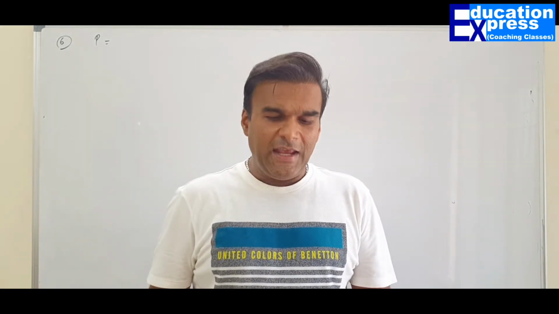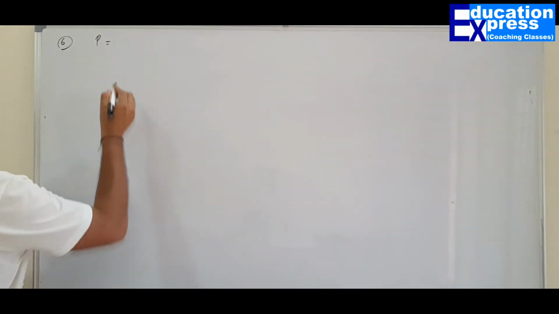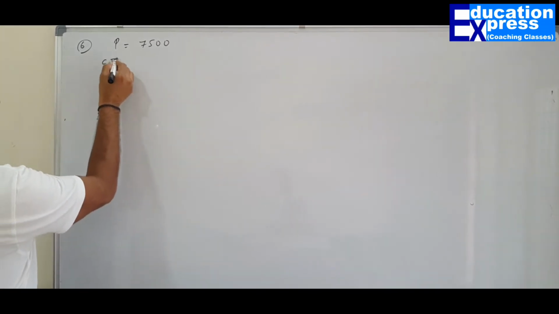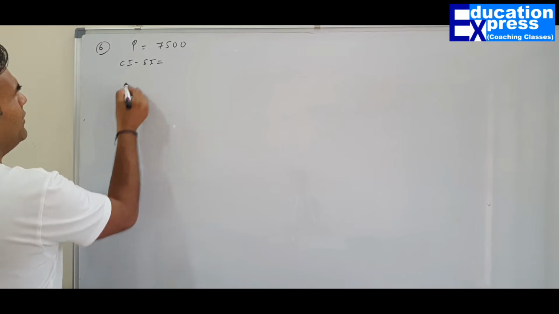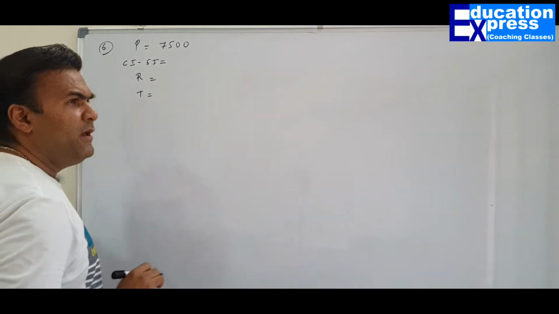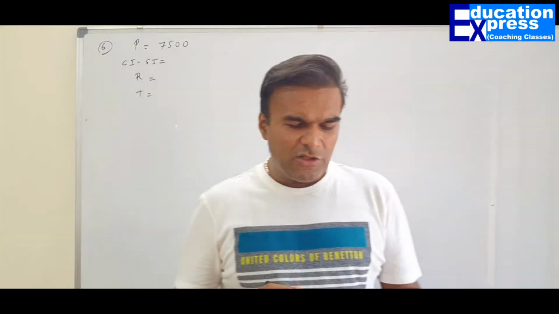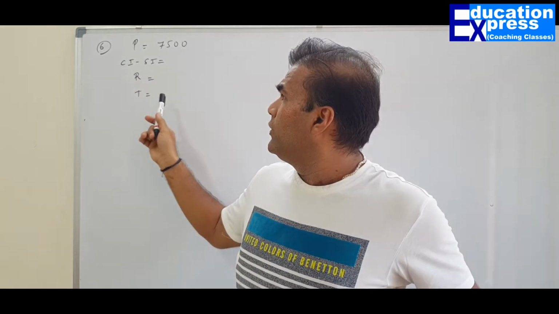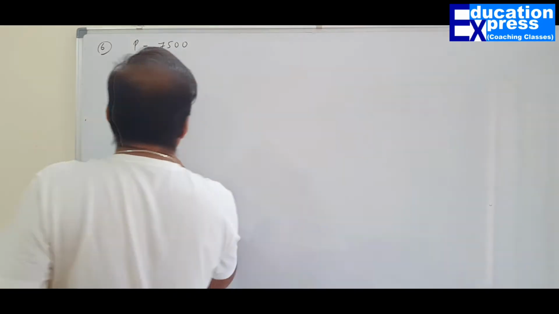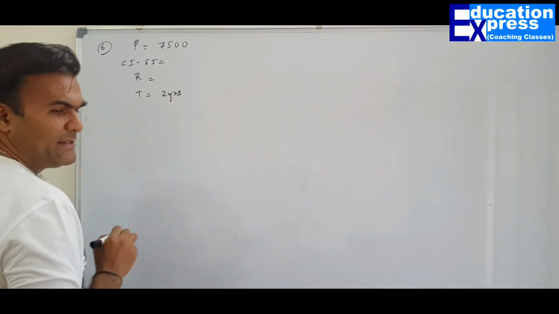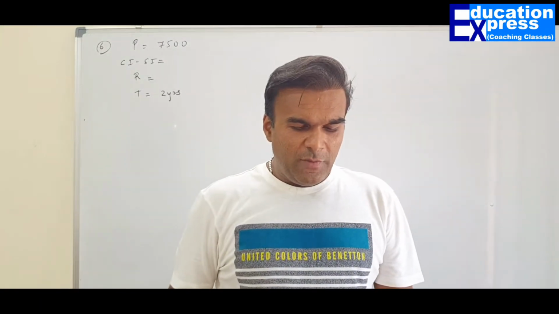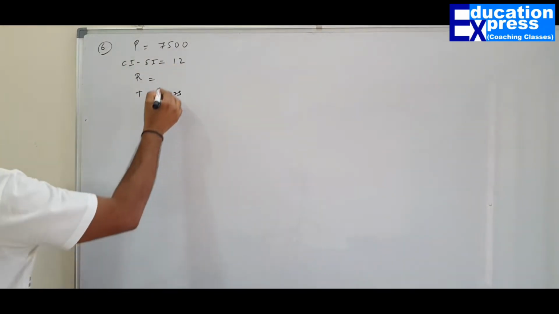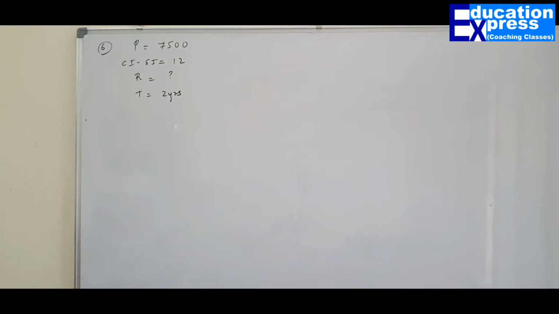So principal, they have mentioned the difference between the CI and SI on 7,500. Once you read the question, you get the essence of the fact that the difference between the CI and SI on 7,500 for 2 years, so number of years available, that is 2 years, is found to be how much? Rupees 12. So the difference is rupees 12. What is the rate? We are unsure about the rate. We don't know what exactly is the rate.